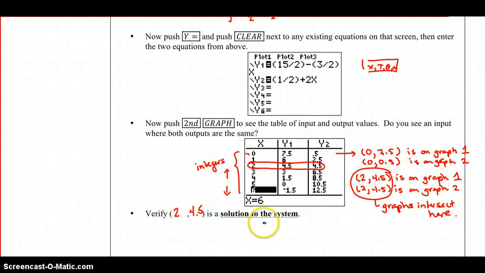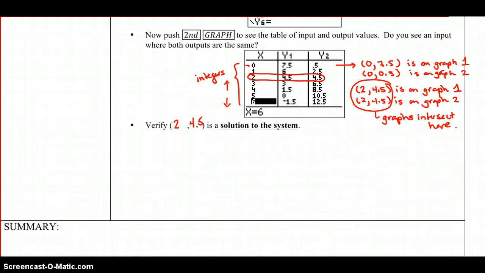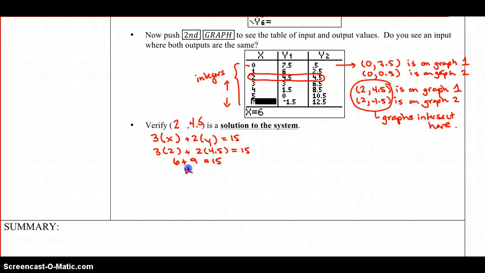And so now to verify it really is a solution, we need to make sure that that point really does make both equations in our system true. So again, starting with the first equation and remembering to put parentheses around each variable before we substitute. So we get 3 times 2 plus 2 times 4.5. And we're checking to see if that equals 15. So we're going to get 6 plus 9 equals 15. 15 equals 15, which is true. Okay, so that tells us that 2, 4.5 is a solution to this equation, to 3x plus 2y equals 15.